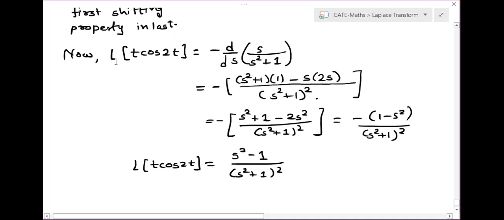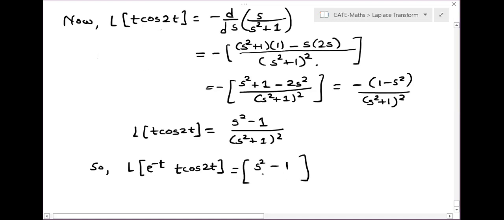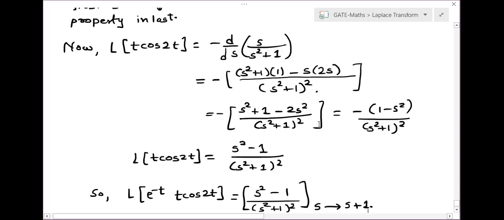Now, if you are using e to the power minus t as well, Laplace of e to the power minus t, t cos 2t will be equal to, this is your first shifting property, s square minus 1 by s square plus 1 whole square, s will be changed to s plus 1. Okay, I have done some mistake over here. Wait.